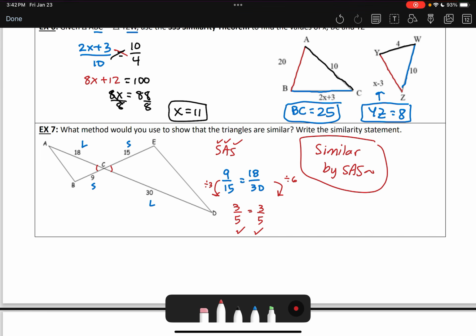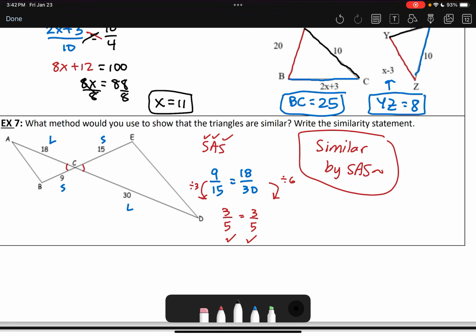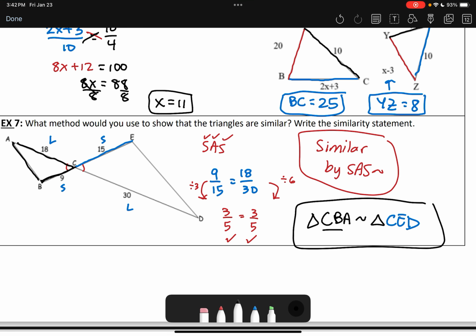Now, if you want to write the similarity statement, we can do this in whatever order we choose since an order was not provided. So I'm going to start with C this time. So I'm going to do the first triangle here on the left. Doing that triangle on the left, I'm going to choose this to be CBA. It would be similar to triangle, well, if I look at CB, CB is that small side starting at the vertical angle. So that would correspond to the small side starting at the vertical angle over here, CE. So this would be CED.